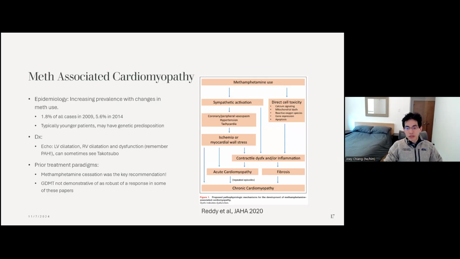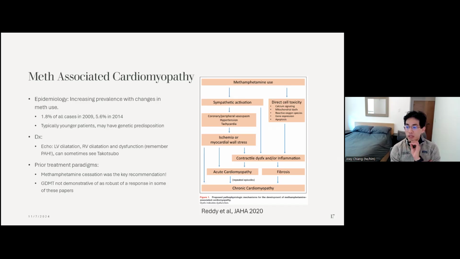Key things that we look for in diagnosis. Typically, we'll think about left ventricular dilatation. You can also see RV changes. Don't forget that meth use is also associated with pulmonary arterial hypertension or a group 1 pulmonary hypertension. So sometimes you can also see Takotsubo as well. Prior treatment paradigms had said that meth cessation is the key recommendation, and GDMT didn't demonstrate as much of a response. I see your question, Danica, and I'll get to it in just a second.